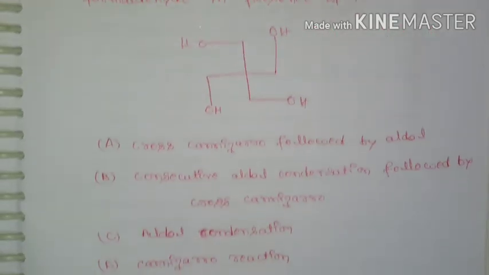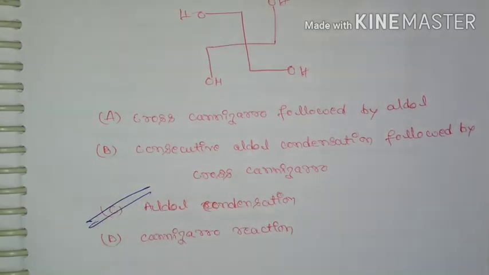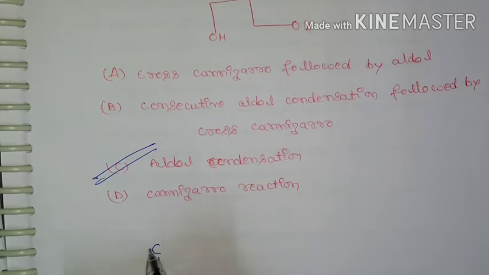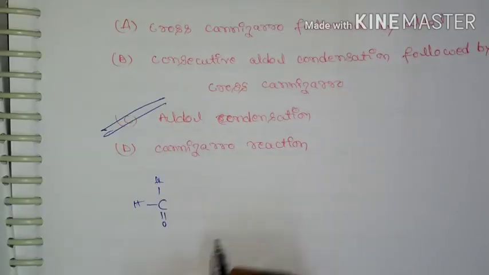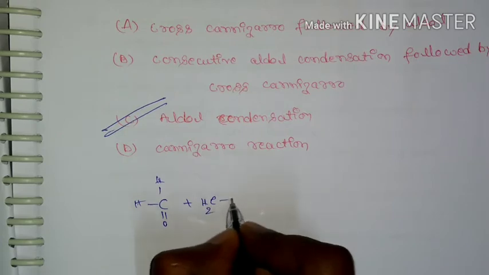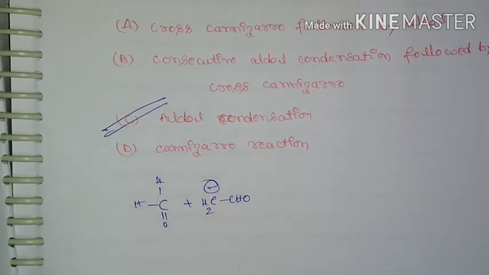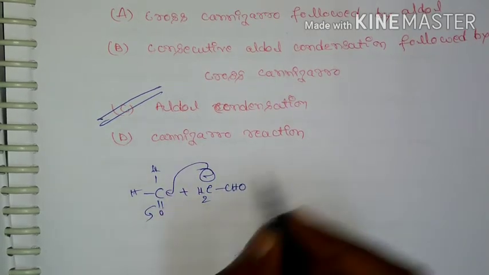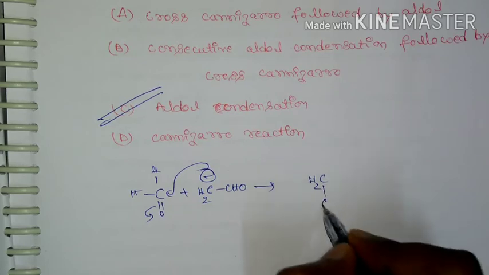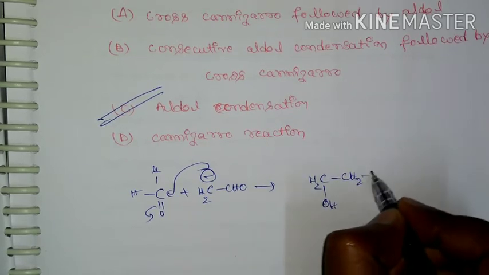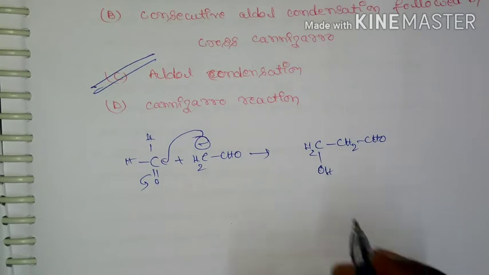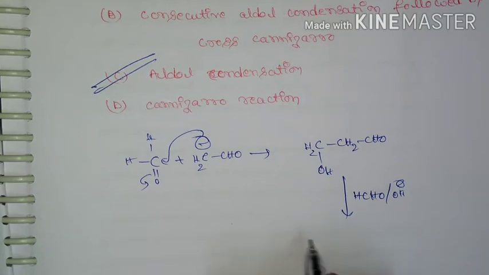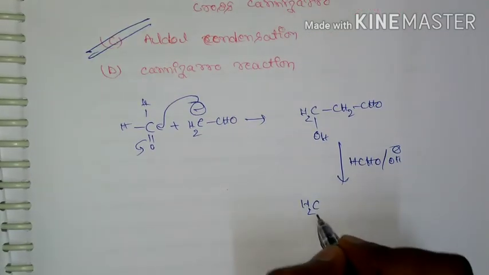If you come for the next question, reaction of acetaldehyde with excess of formaldehyde in presence of NaOH is an example of which type of reaction? It is aldol condensation. So there is no doubt about this one. So it is a basic reaction. So if you take formaldehyde and it is reacted with acetaldehyde, I have removed the proton. So now it is going to form what? CH2OH, CH2, CH. Okay, now once again this will react with formaldehyde.